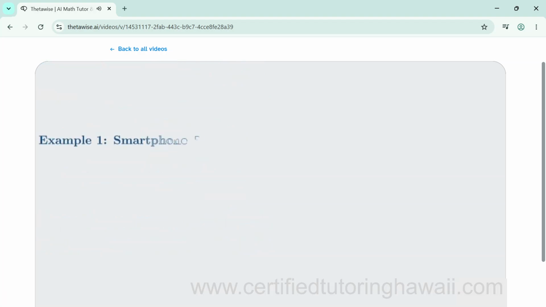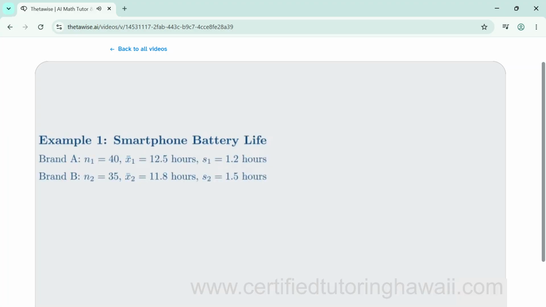To make this concrete, let's walk through our first full example. Imagine a researcher wants to compare the average battery life of two different smartphone brands. The researcher takes a random sample of 40 phones from brand A and 35 phones from brand B. We want to construct a 95% confidence interval for the difference in the true mean battery life.